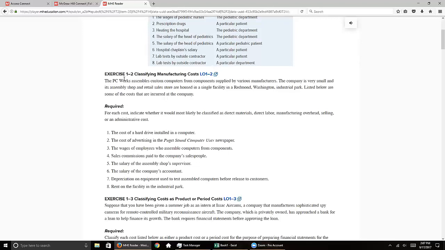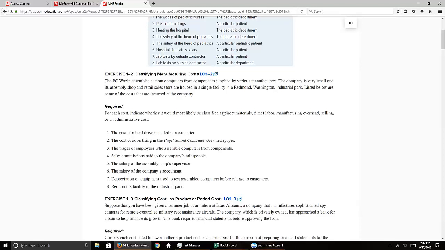So for example, this exercise 1-2 that I have here on the screen from the textbook gives us an example company that makes custom computers from various manufacturers. Small company, we have an assembly shop and a retail sales store in the same facility out in Washington. We've got a bunch of costs listed here, and we want to determine if those are considered direct materials, direct labor, manufacturing overhead, or selling and admin.